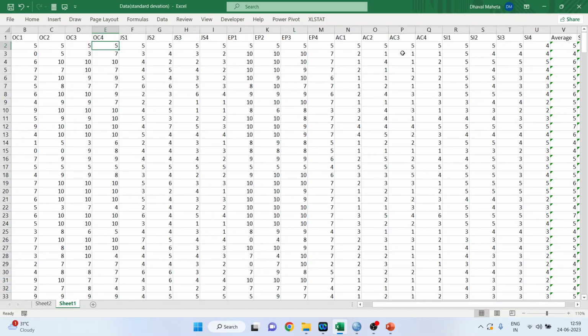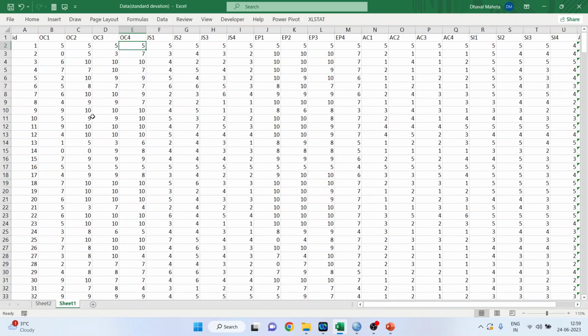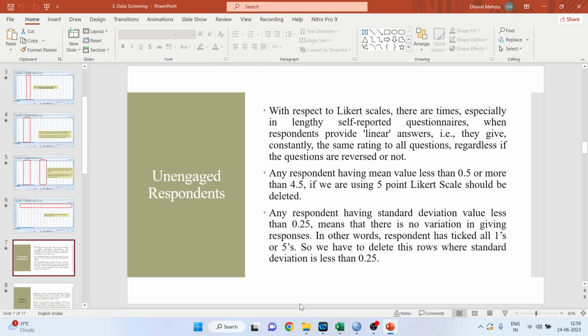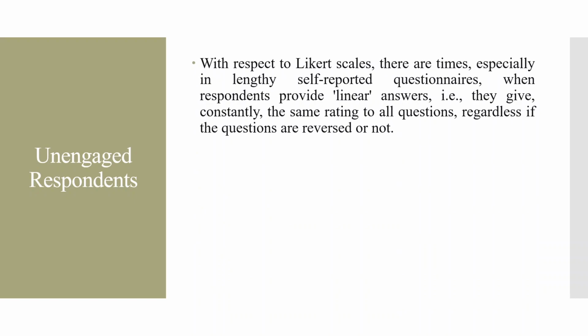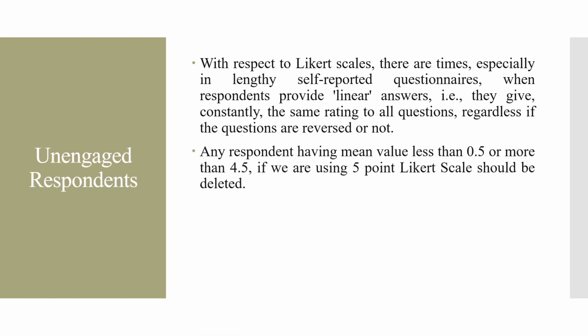Let me scroll this first. The first respondent is giving the opinion all 5. So this respondent is known as an unengaged respondent. With respect to Likert scale, there are times, especially in lengthy self-reported questionnaires, when respondents provide linear answers. That is, they give constantly the same rating to all questions, regardless of whether these questions are reversed or not. Any respondent having a mean value less than 0.5 or more than 4.5, if we are using a 5-point Likert scale, should be deleted.